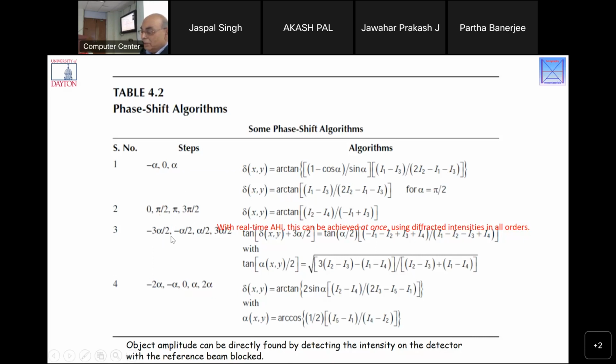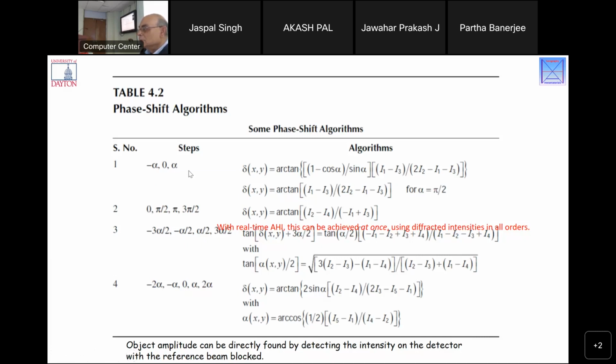Then some people did 4-step, like minus 3 alpha over 2, minus alpha over 2, alpha over 2, 3 alpha over 2. Again, there is another set of complicated formulas. Some other people did something else in 5 steps. This is another formula. As you do more steps, you get more accurate results because there is less and less contribution from noise, as it turns out. But the basic one is this 4-step one, or 3-step, whatever you want to call it. I call it 4-step. Or the bare minimum you want is this 3-step.